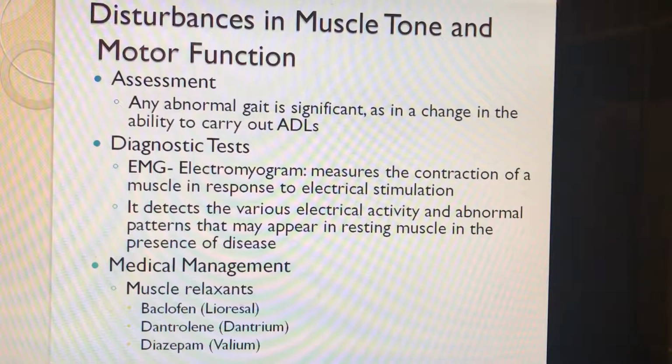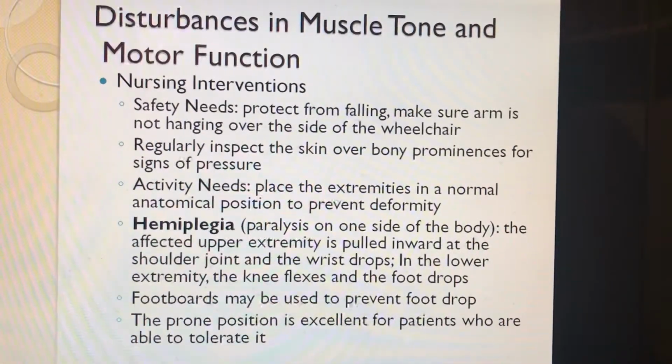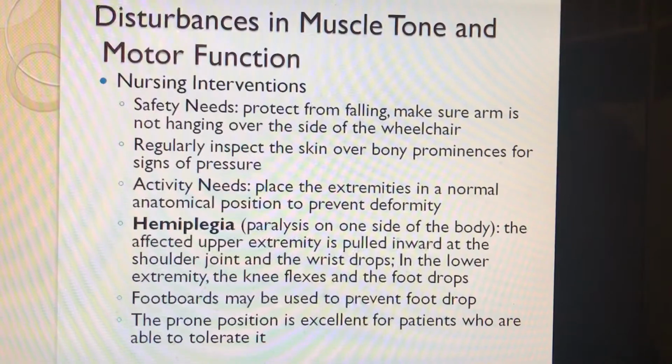So again, you want to assess abnormal gait, any changes in the ability to carry out ADLs. They can do an EMG. And for your medical management, you can give muscle relaxants such as baclofen. Nursing interventions are going to be safety, so you want to make sure that they're not falling, make sure their arms aren't hanging over the side of the wheelchair. You're going to inspect their skin, rotate every 2 hours.